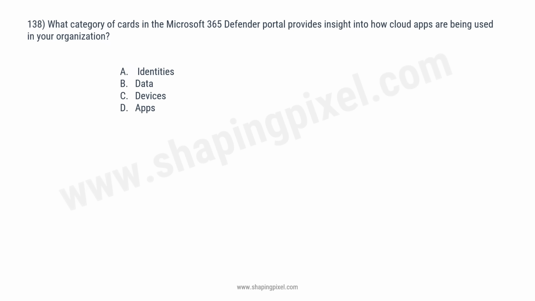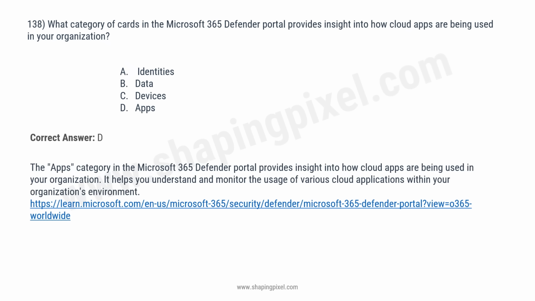So question number 138. What category of cards in the Microsoft 365 Defender portal provides insights into how cloud apps are being used in your organization? Options are identities, data, devices, apps. So the right answer here is option D, apps. The apps category in the Microsoft 365 Defender portal provides insights into how cloud apps are being used in your organization. It helps you understand and monitor the usage of various cloud applications within your organization's environment.